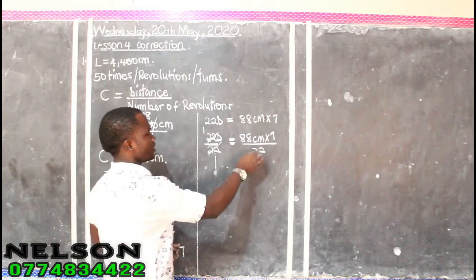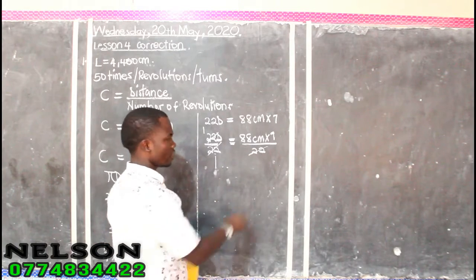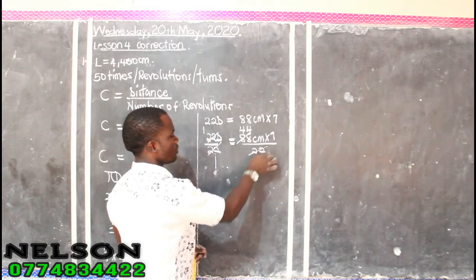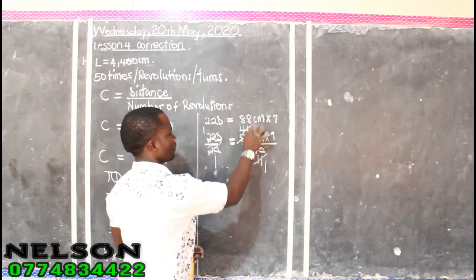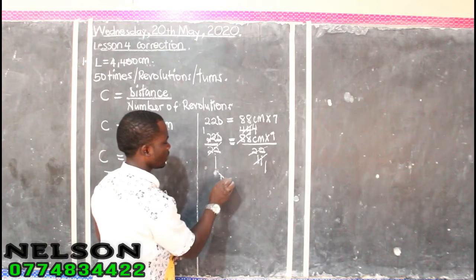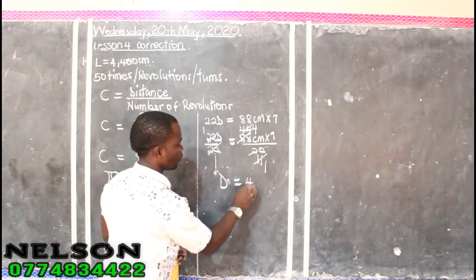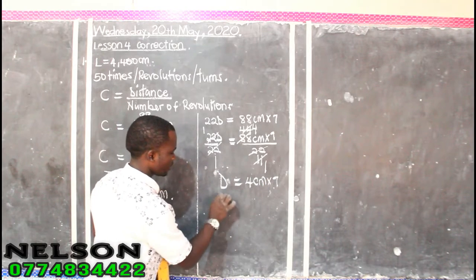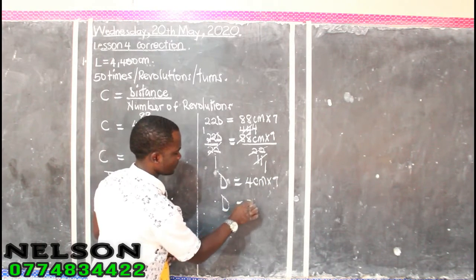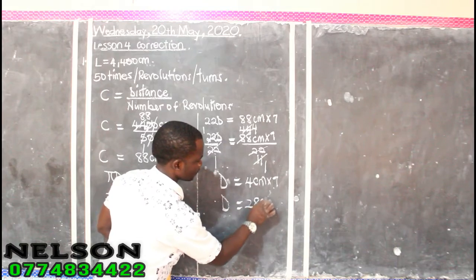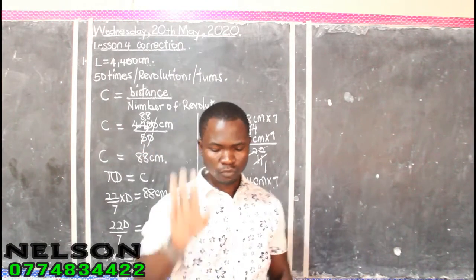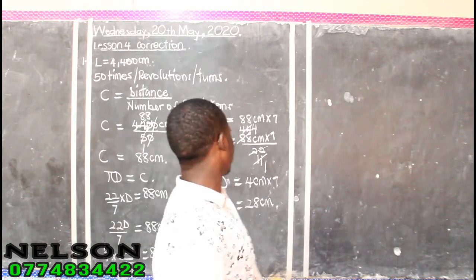Let's divide slowly by 2 here. We shall have 11. By 2 here we shall have 44. By 11 once, by 11, 4. So our diameter of the tin equals 4 centimeters times 7. And the diameter of the tin equals 28 centimeters. Okay?